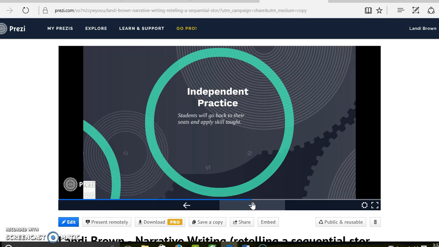Following the guided practice at the carpet, the students will go off to their table for independent practice. This is where they'll actually attempt to do what I've taught them in the lesson. During this time, I will be walking around and conferencing with students, doing some one-on-one, maybe even some small table conferences based upon what I see the students doing.